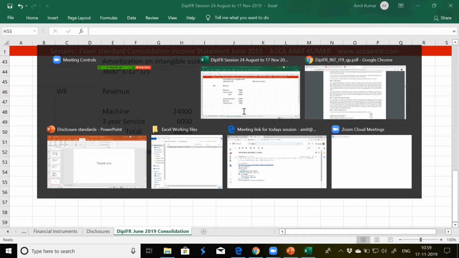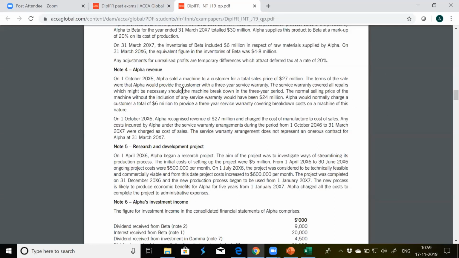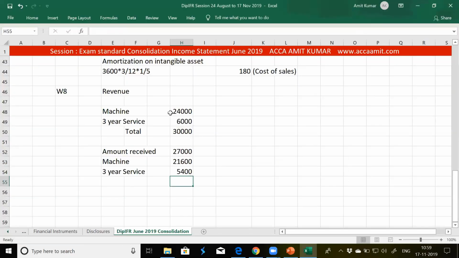When did this get purchased? This happened on 1st of October. So how much of service revenue can we recognize? How much of service revenue? The total revenue we can recognize over a 3-year period is 5,400. How much revenue can we recognize this year?